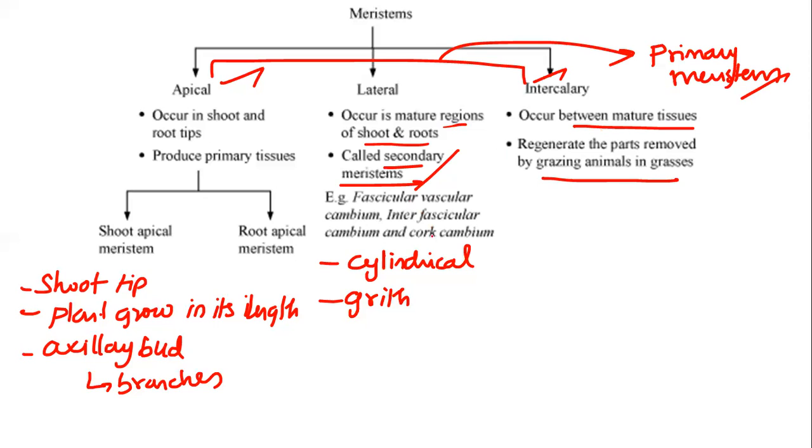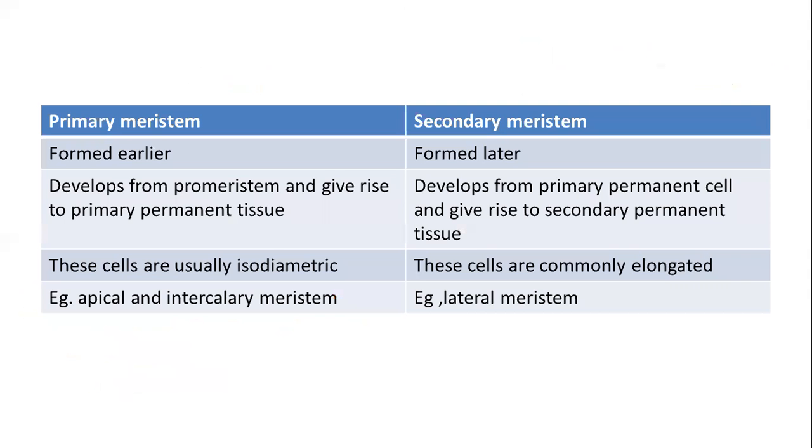But the lateral meristem appears late, after the primary meristem, so it is considered secondary meristem. So this is a clear idea about meristem. Now we'll have a basic differentiation between primary and secondary meristem as well.